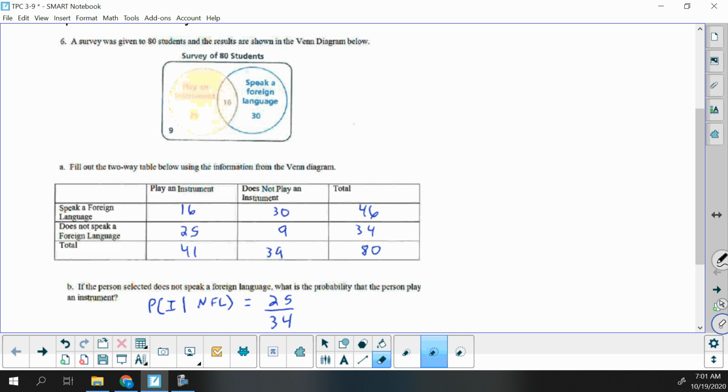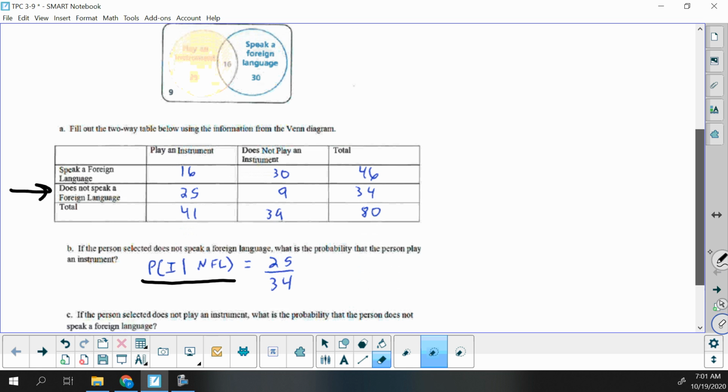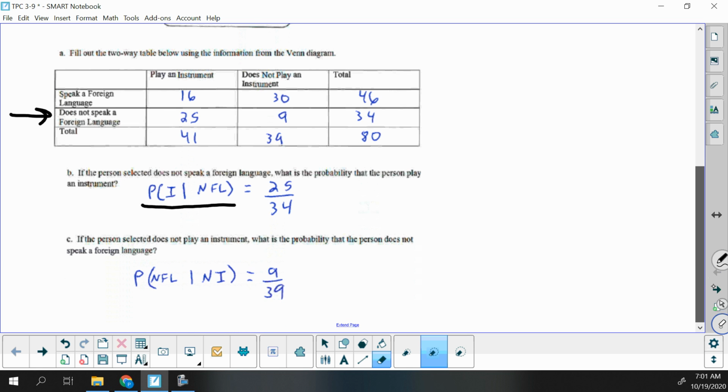So in part B, if the person selected does not speak a foreign language, that tells you we are only focusing on this row. So only looking at that row, what is the probability of playing an instrument? Well, it's 25 out of 34. The notation for that would be a conditional probability. You'd have P, I just used I for instrument, and then the vertical line means given the fact that they did not take a foreign language.